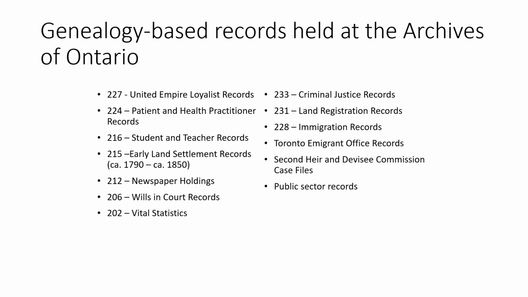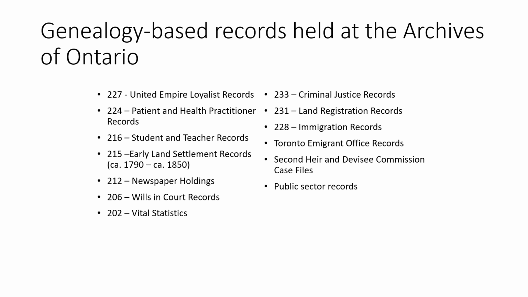Criminal justice records, or court records for criminal cases, any land registrations, and then it talks about immigrant records in Toronto, the immigrant office records. These are records of people who came into Ontario, into Toronto for example, or any of the Canadian Ontario ports, before it became the actual Canadian Immigration Office housed through the federal government. The Toronto immigrant office records are here, but there are some immigration records that aren't on here. Then the second Aaron Devezy Commission case files.